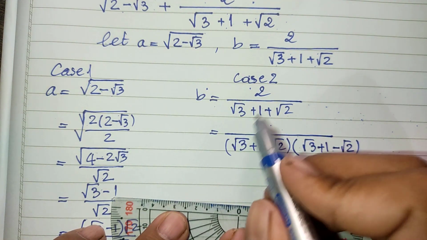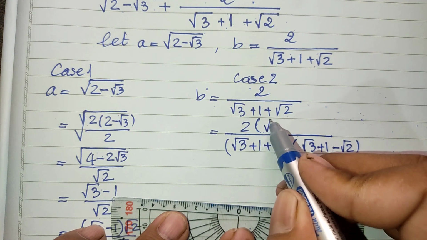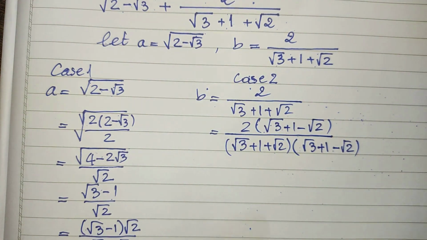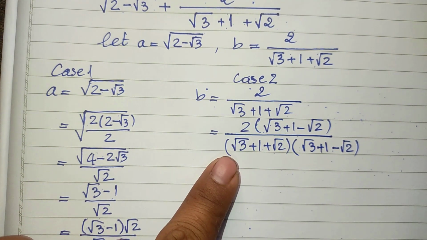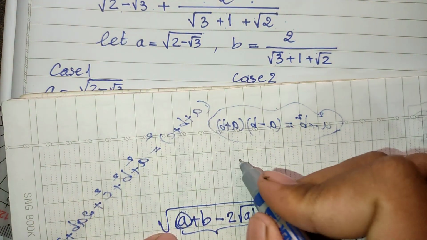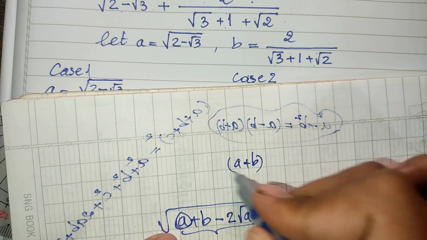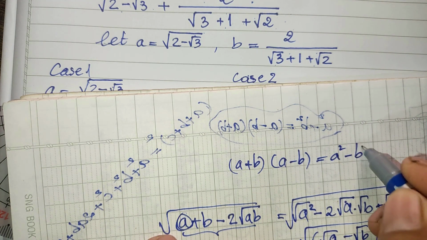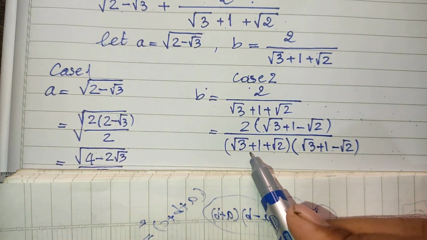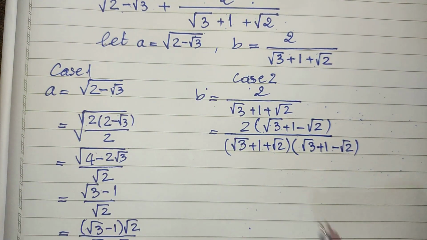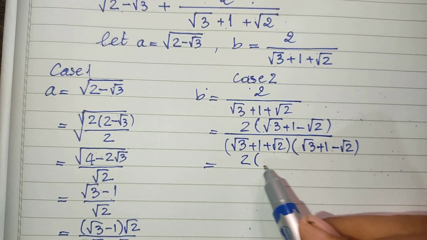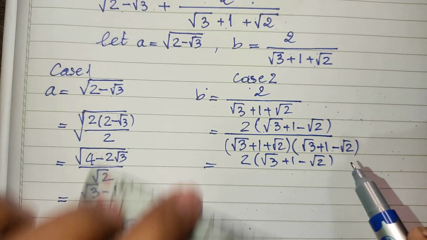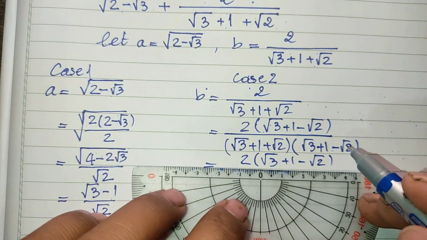And now these 2 also multiply by √3 + 1 − √2. And for this we use the formula (a + b)(a − b) = a² − b². So for our equation, we get 2 multiplied by (√3 + 1 − √2), and divide this.